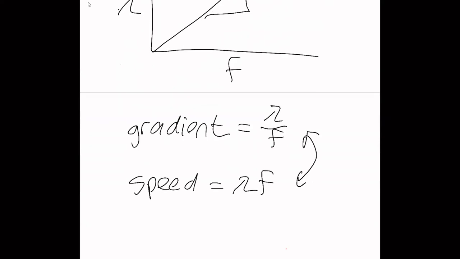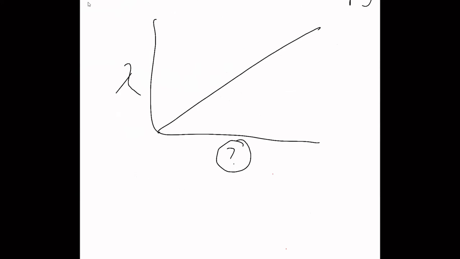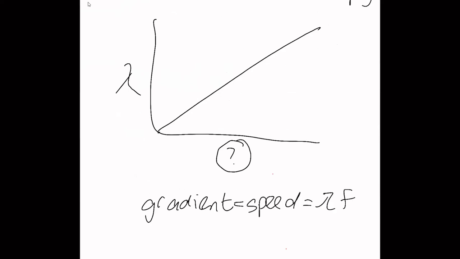Because, exactly, this is frequency. Divide and multiply. This is multiply, correct? So it's divide and multiply. So in other words, if I was going to plot a graph, if this was lambda, what do I need to plot here in order to get a straight line where the gradient is equal to the speed, which is lambda times frequency? What would I have to plot on the x-axis?